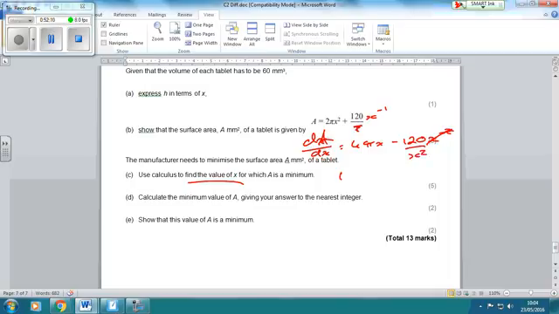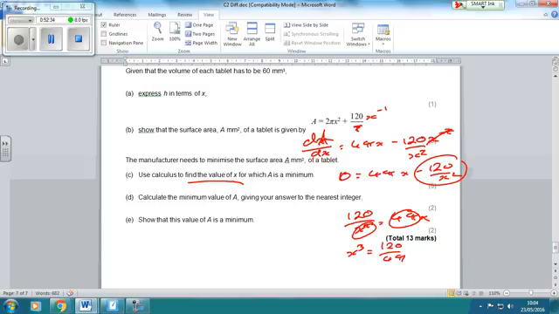So 0 equals 4 pi x minus 120 over x squared. If we bring this over to the other side, 120 over x squared equals 4 pi x. Bring this up and bring that down, and we've got x cubed equals 120 over 4 pi. If we divide through by 4, that's 30 over pi, and it's going to be the cube root of that. So x equals the cube root of 30 over pi.